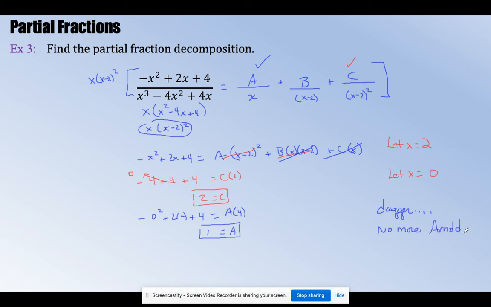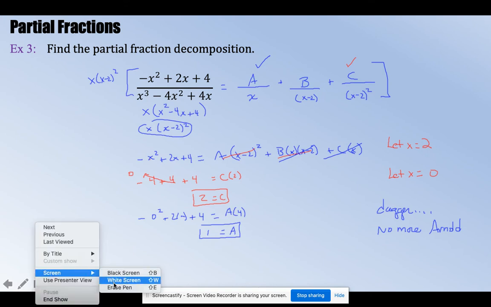Do you see why there's no more Arnold? I don't have any more x's, since I've used the two x's that will create 0. I have that repeating factor, and I still have another coefficient to solve for. All right, so I'm going to erase all of this.